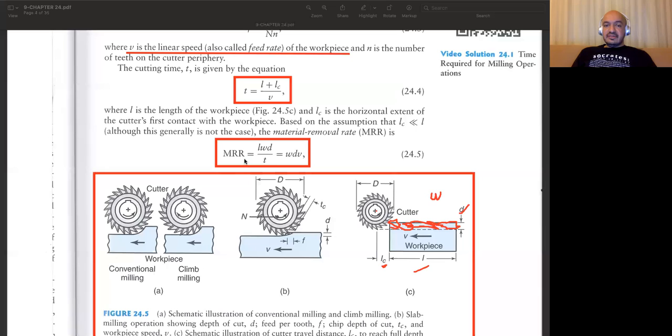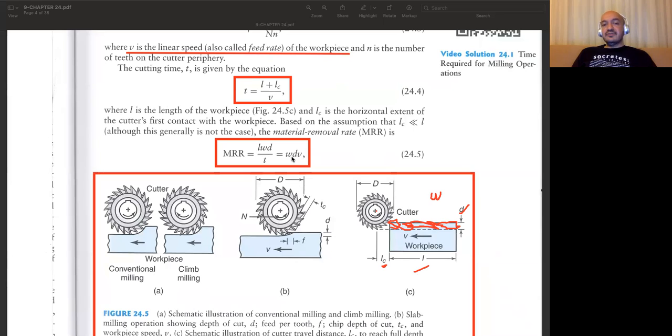And on the other hand, material removal rate is not complicated. This is the amount of material we are removing, the volume of the material here, LWD, and if you simply divide it by the cutting time, you can obtain the material removal rate. And if you assume that your LC is very small compared to the length of your workpiece, then you can neglect it, and instead of having this division, you can have a simplified material removal rate equation.